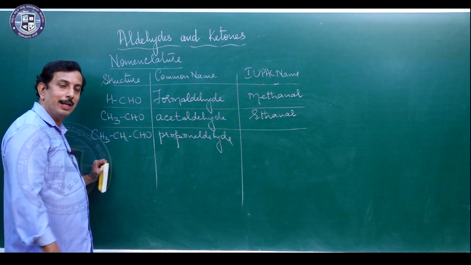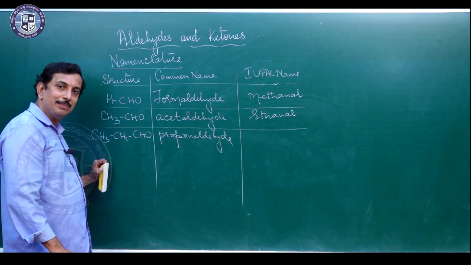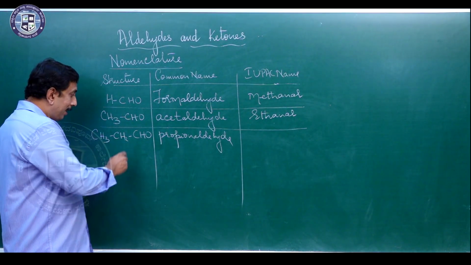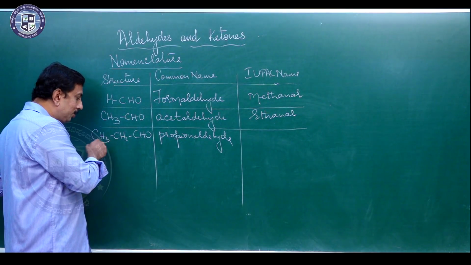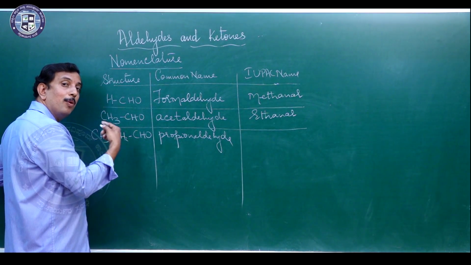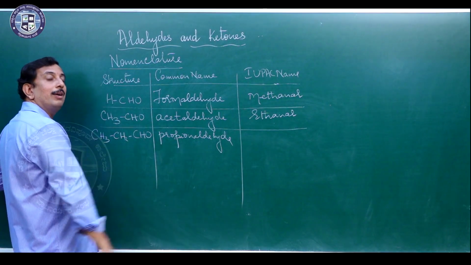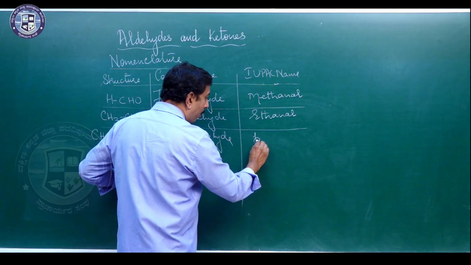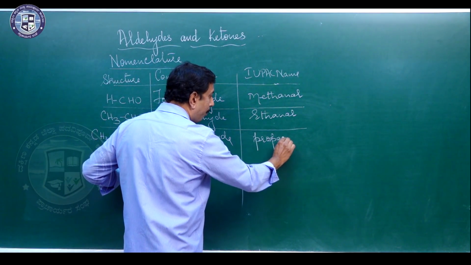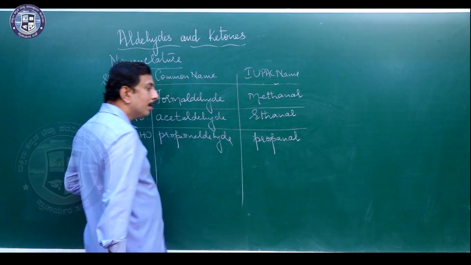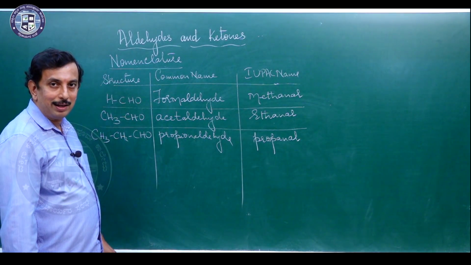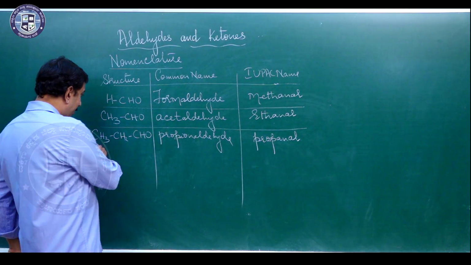Propanaldehyde. That is how we can name it in the common system. But what is the IUPAC name? The IUPAC name: with 1, 2, 3, 3 carbon atoms, propane. Remove the E, add the word Al. Therefore, the IUPAC name of this compound is propanal. It is called propanal, the IUPAC name.